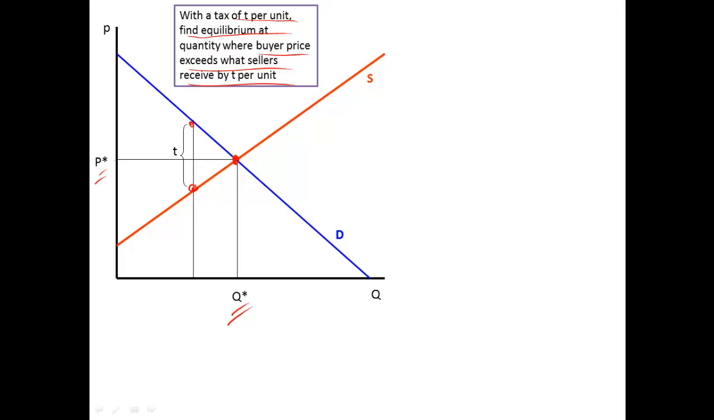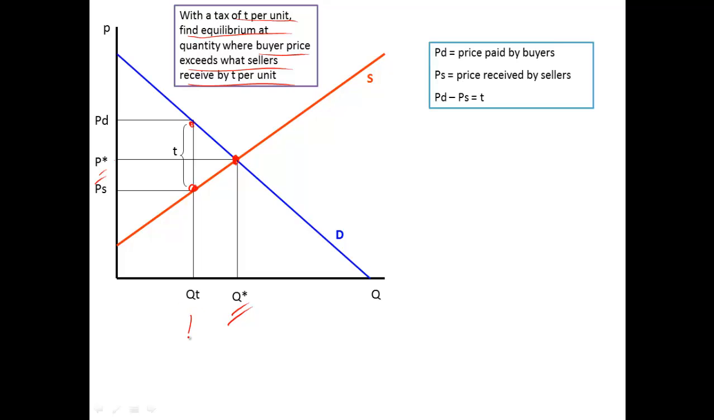So what that means is QT is the new equilibrium. Q star was the equilibrium quantity with no tax. QT is the equilibrium with the tax. Now, what else is new? P star was the price both paid by buyers and received by sellers when there was no tax. When there's a tax, though, PD, denoted D because it's the price from the demand curve, is what buyers pay. So PD equals the price paid by buyers. PS, though, is the price received by sellers, and the difference between them is T.